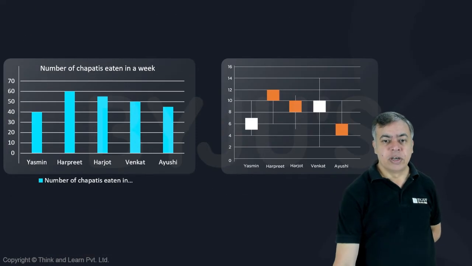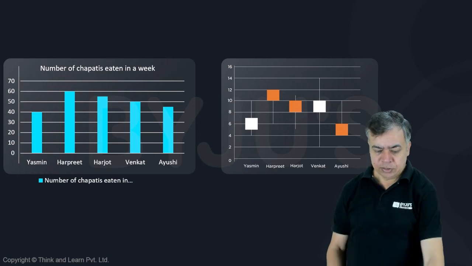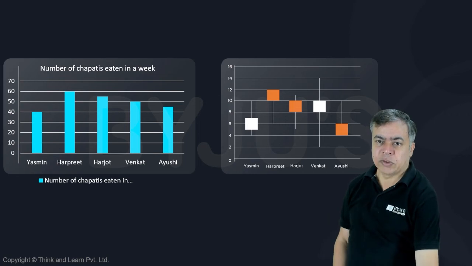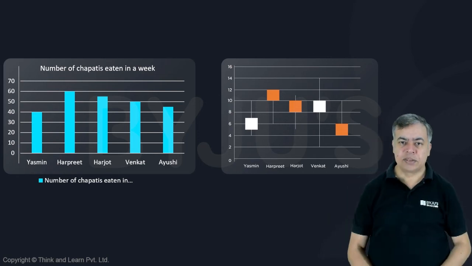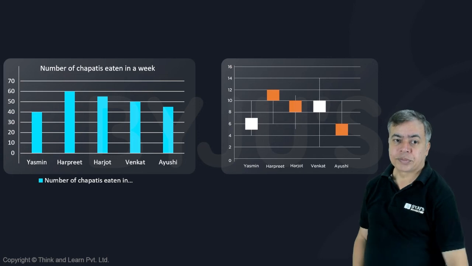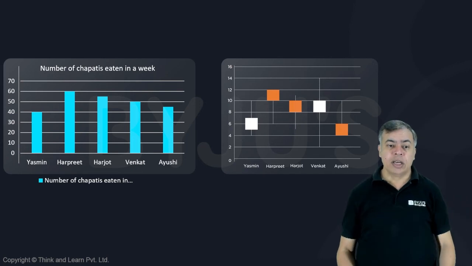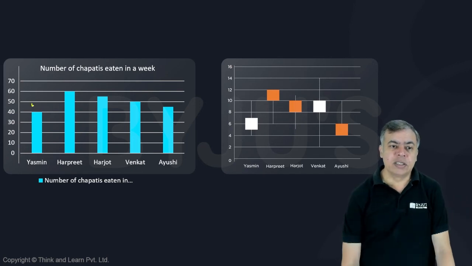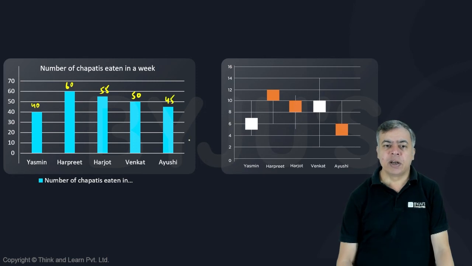Okay, so we will see these graphs together now. I hope this is visible. Here, you can see the total number of chapatis for each child. These are all multiples of 5, so you should not have any difficulty reading this.